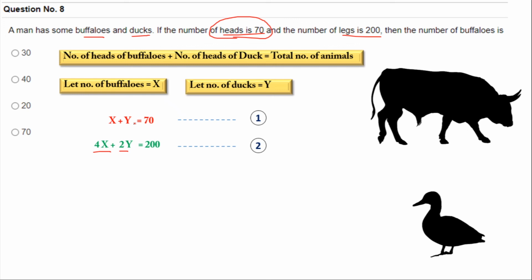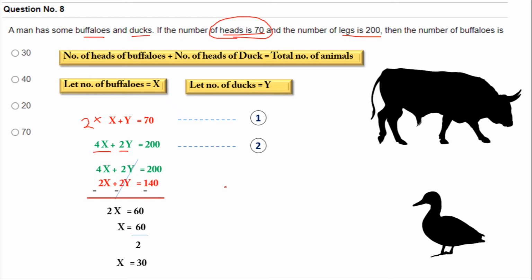So let's take this equation 2, and equation 1 we will multiply throughout by 2, and you will get 2x plus 2y equal to 140. We just have to invert the signs and then solve it. Here y cancels out. So we will get 4x minus 2x, which is 2x, equal to 200 minus 140, that is equal to 60. So x is given by 60 divided by 2, which is nothing but 30.